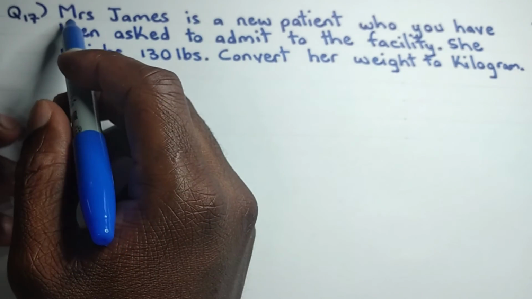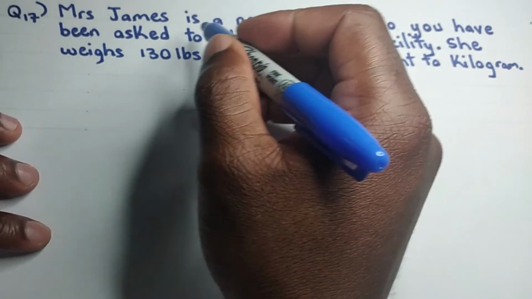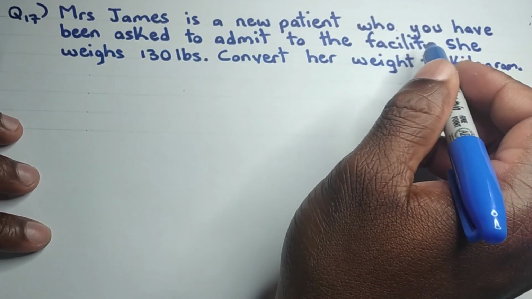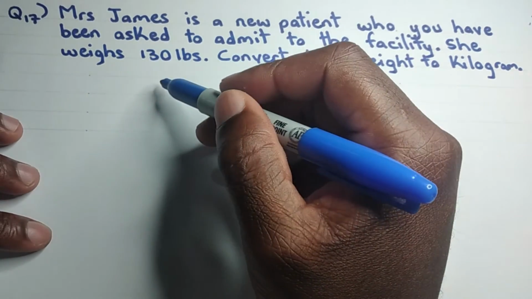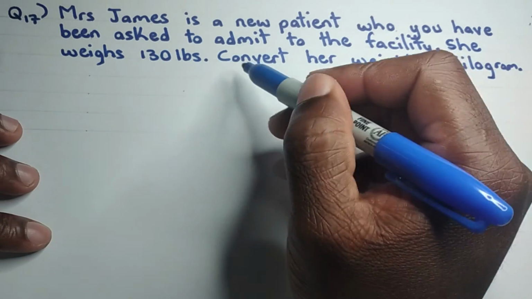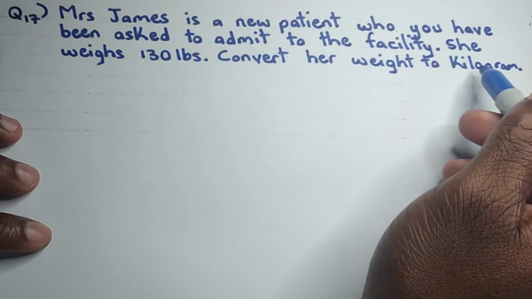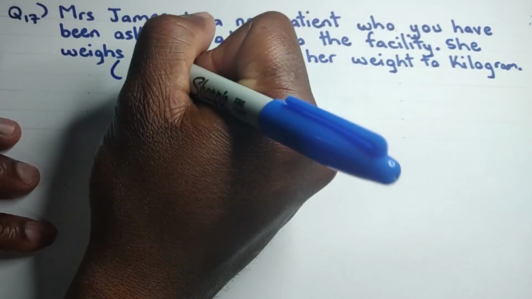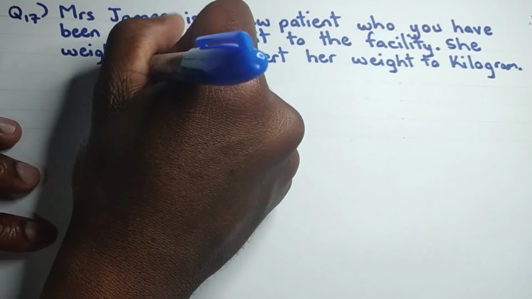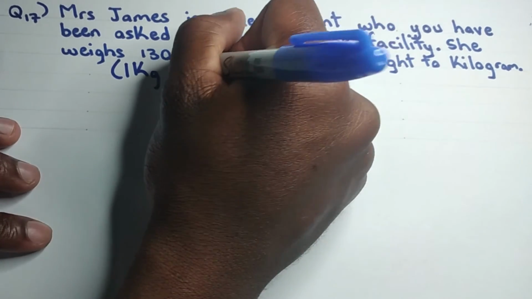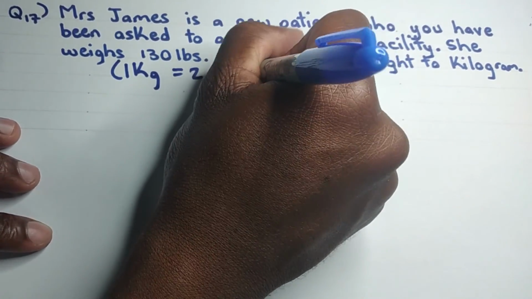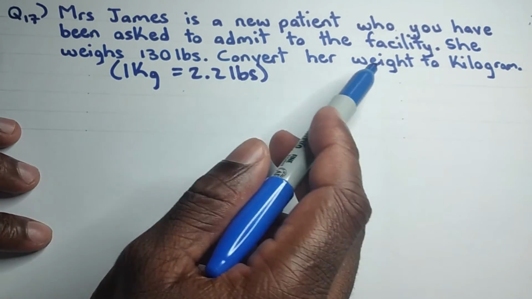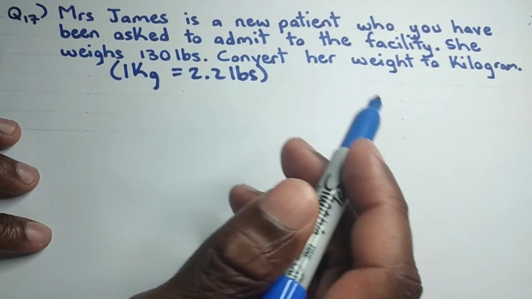Alright, let's look at question 17. Mrs. James is a new patient who you have been asked to admit to the facility, alright? She weighs 130 pounds. Convert her weight to kilograms, alright? Now remember, a key thing to know, which wasn't given in this question: 1 kg is equal to 2.2 pounds. Very important thing to know, alright? So they want us to convert this 130 pounds into kilograms.